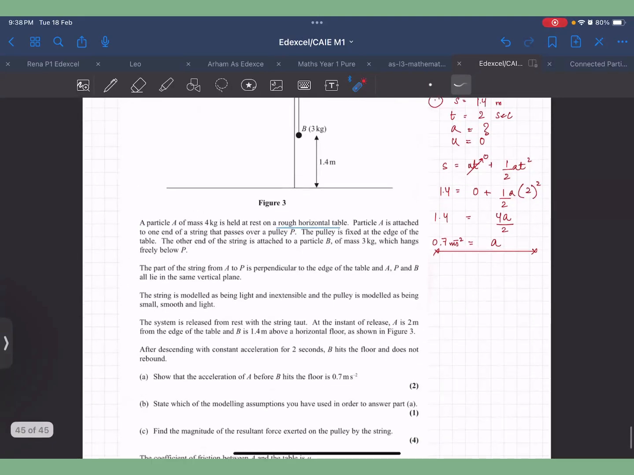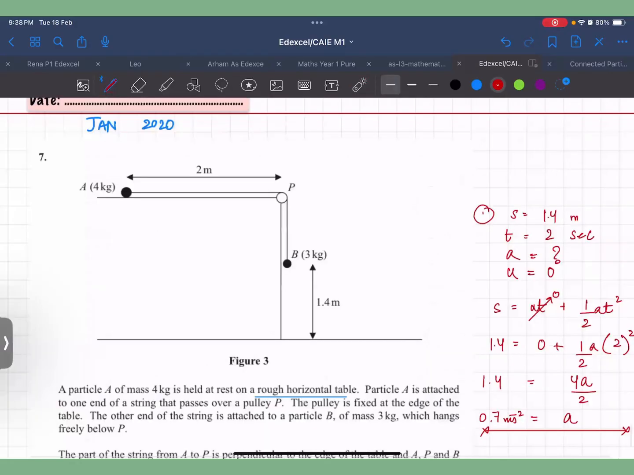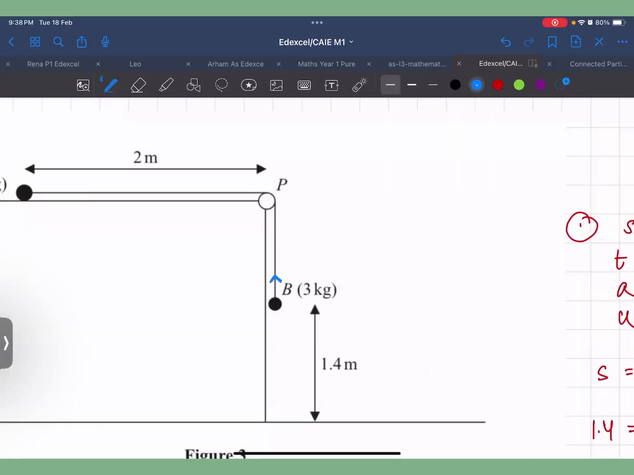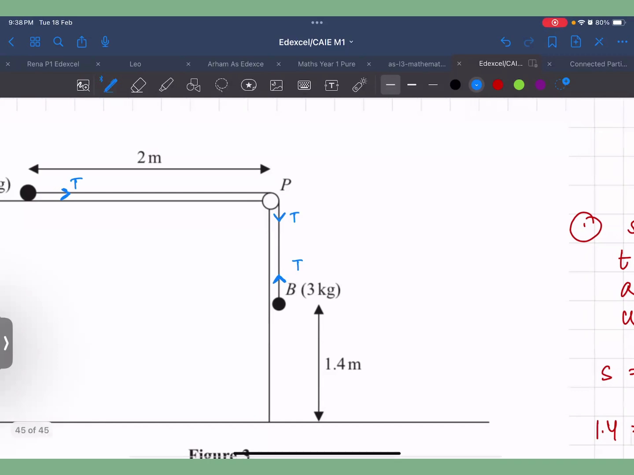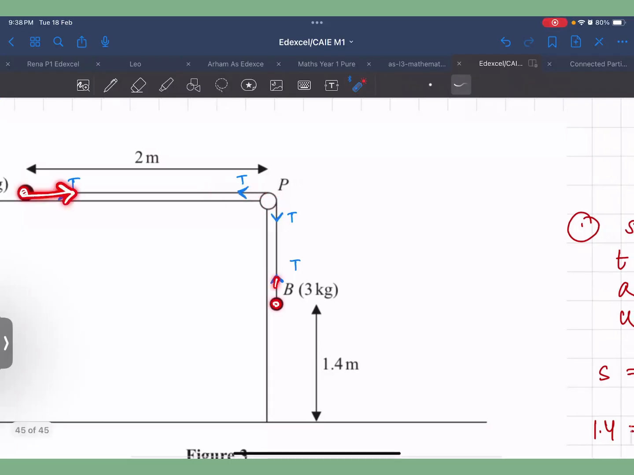Find the magnitude of the resultant force exerted on the pulley by the string. This is a very good question. So we know that there is a force of tension upward, and definitely this would be pulling it to the right side. And I told you that it works both ways. The force of friction, the direction works both ways. So for the point P, the pulley, this tension and this tension are pulling it like this, pushing it like this. And for the masses, it is pulling it like this.